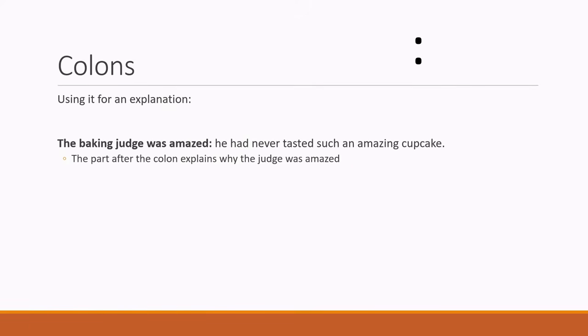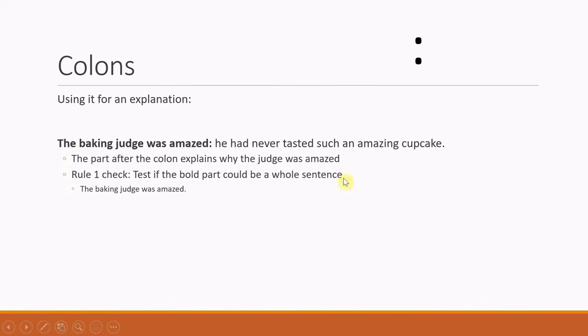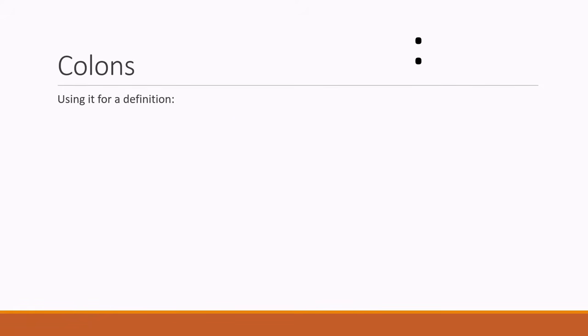And if you haven't caught on to what I'm going to do next, here it is. Always check rule 1. Is the part to the left a whole sentence? The baking judge was amazed. Yes, it is. That's a complete sentence. Rule 1 is okay. The colon is okay because it's a list, an explanation. Well, in this case, it's an explanation. Or it could also be an example or a definition. So let's get to the definition.